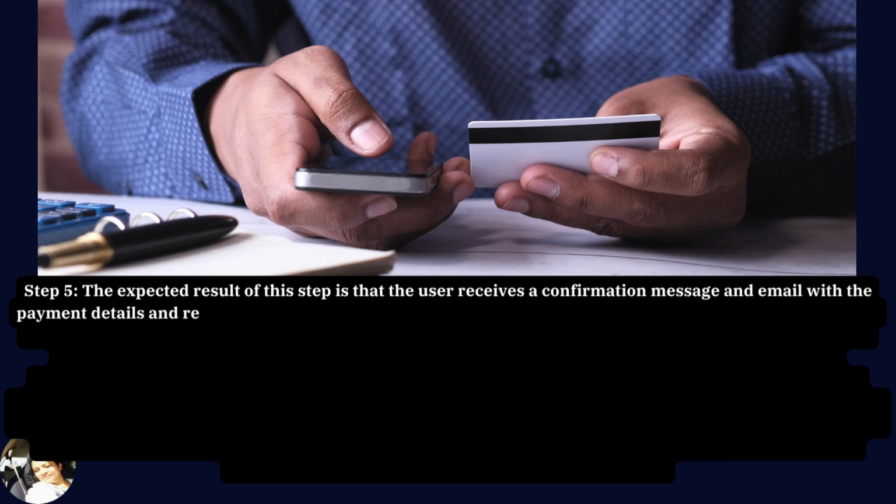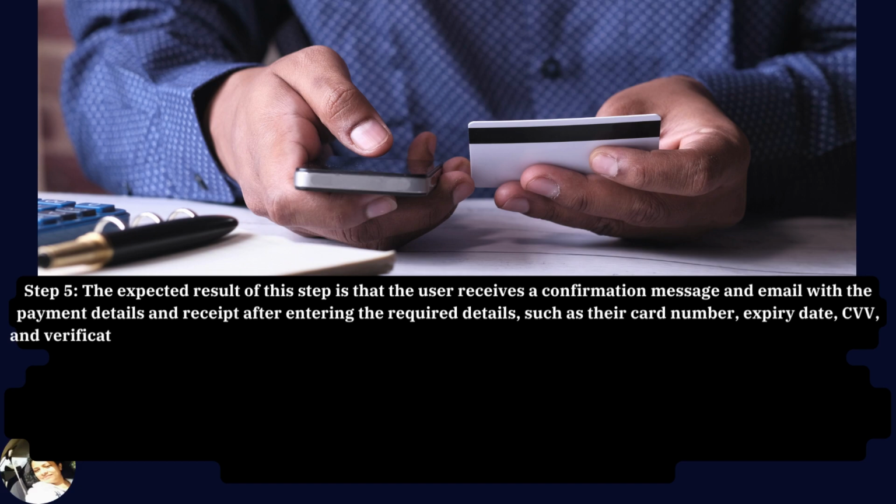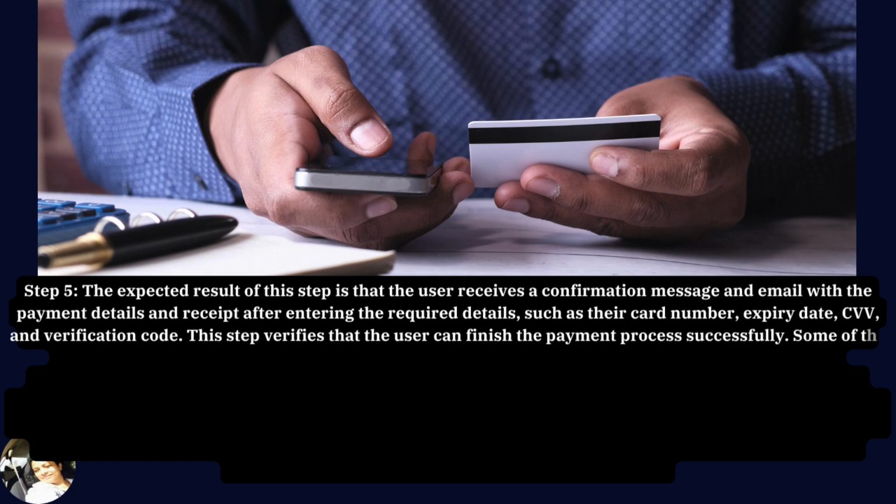Step 5. The expected result of this step is that the user receives a confirmation message and email with the payment details and receipt after entering the required details, such as their card number, expiry date, CVV, and verification code. This step verifies that the user can finish the payment process successfully.